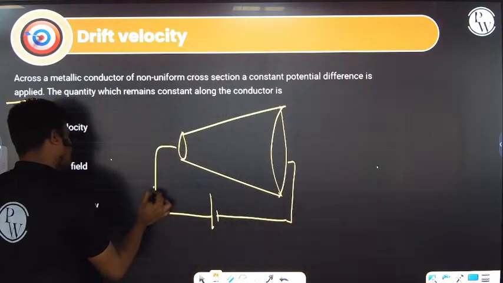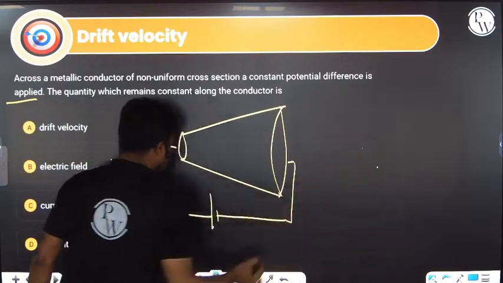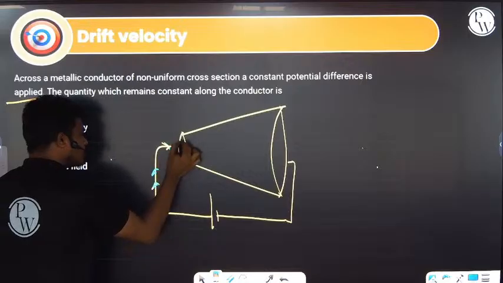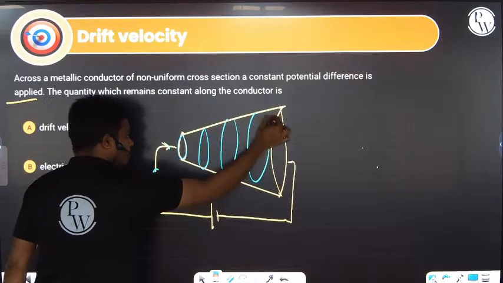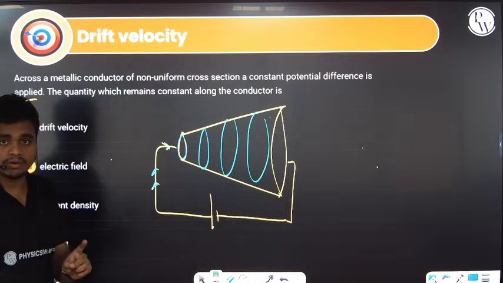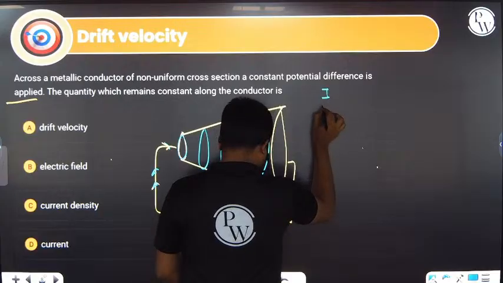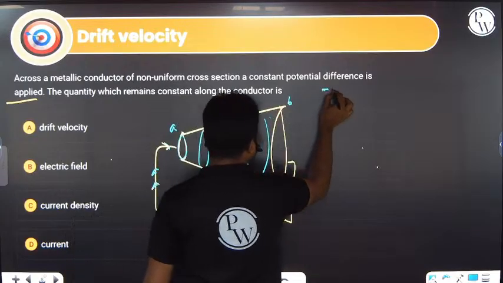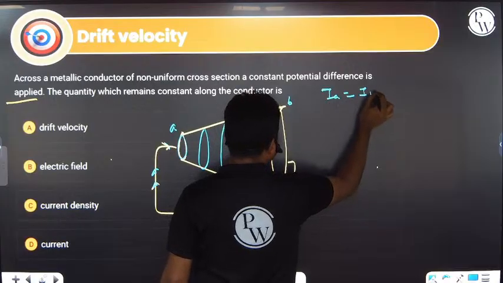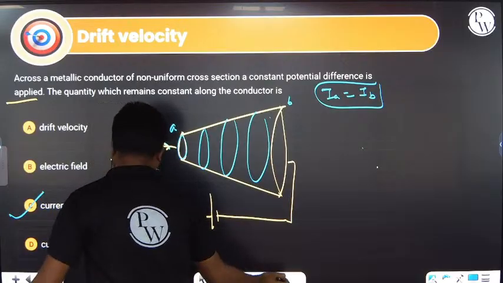First thing is that the current remains the same. What is current? Rate of flow of charge. Whatever charge is flowing across this cross section, the same charge will be flowing across this cross section, and across all the cross sections. The current remains the same. Remember this. If I take A and B, the current at A is equal to the current at B. No doubt in this. Current will remain the same. The answer is option D.